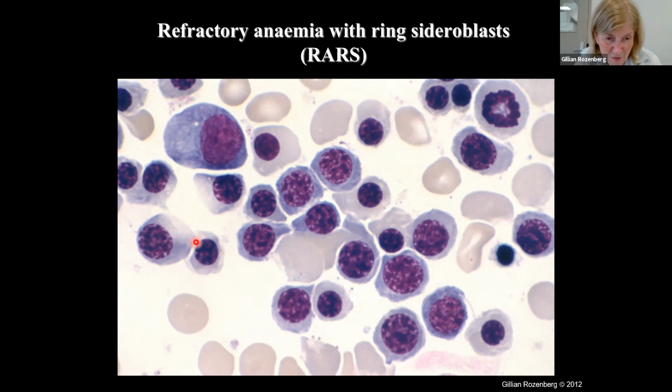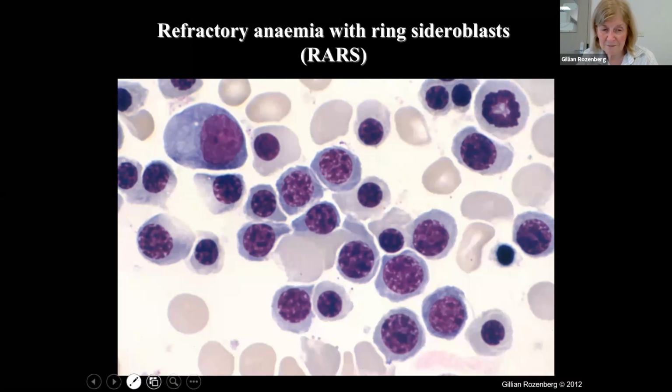Some of these more mature red cell precursors have got ragged or incompletely hemoglobinized cytoplasm. So I'm just trying to show lots of different examples just to make sure it's all fixed in your mind. This is a very immature mitotic figure.